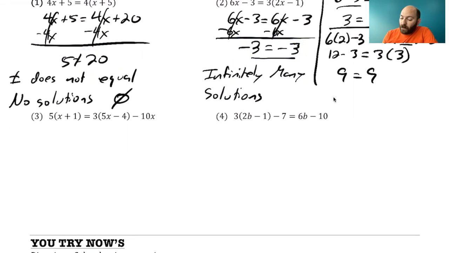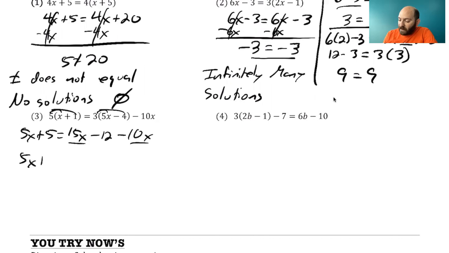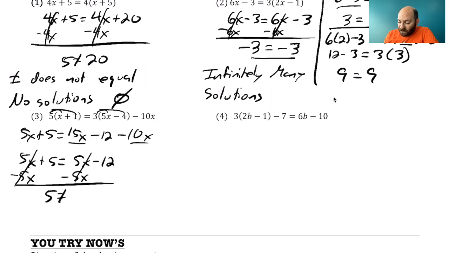So we're going to try this one out. 5 is distributed, so I get 5x plus 5 is equal to, this will be distributed there, 15x minus 12, and then minus 10x. We can put these together here, so I get 5x plus 5 equals 5x minus 12. And you might recognize right now what it's going to be. But I'm still going to subtract 5x over. Both cancel out, I get 5 does not equal negative 12. So my answer here is no solution.